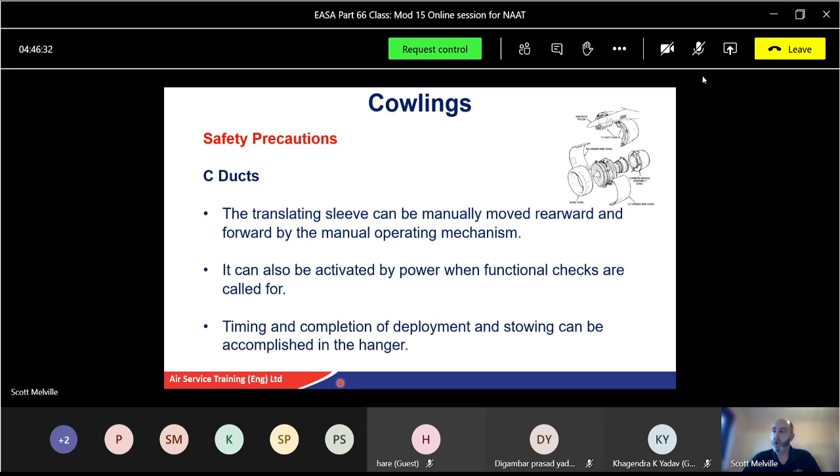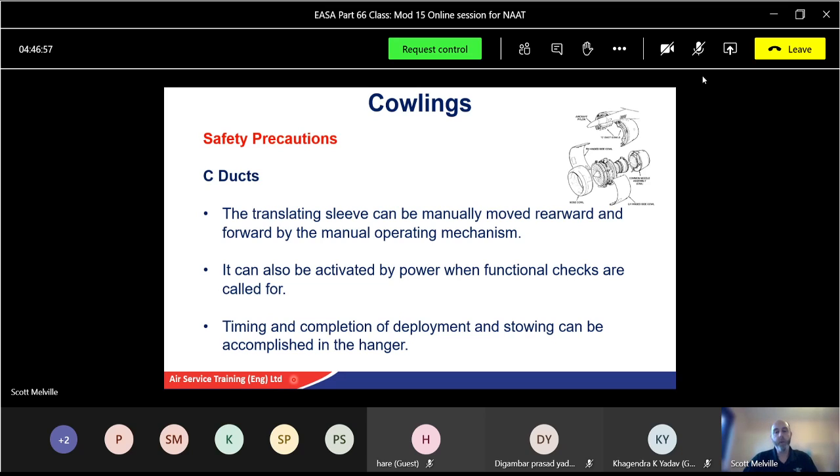Timing and completion of deployment and stowing can be accomplished in the hangar. I'll have to change that, that's the wrong spelling there. Okay, so yeah, when you select the thrust reverse, you're checking functional, it's actually physically moving. Lots and lots of screw jacks usually round about the engine. Again, if they're misaligned or damaged, that can cause it to stick, to expose the cascade vane. So again, take your time with that.